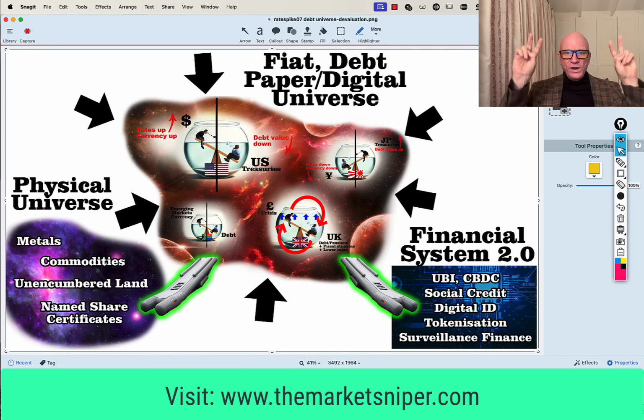And there are the rescue slides, those Boeing 747s. And one of them is wanting to take you from one failing captured system into a brand new similar one that has digital elements and more technological aspects, full-on surveillance finance, biometrics, and many other things. Financial System 2.0. The other one is the only escape that's truly logical.